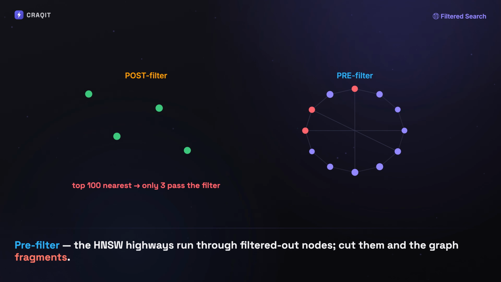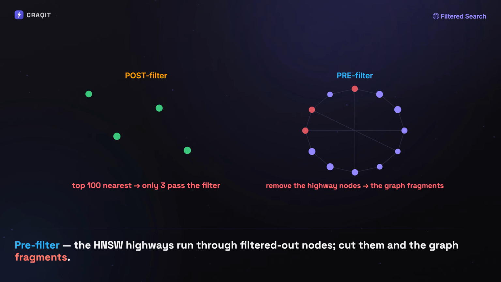Pre-filtering: find everything matching the filter first, then vector search only those. Correct in principle, but if the filter matches millions of rows, you're back to a slow scan, and worse, your beautiful HNSW graph was built over the whole dataset, and you can't just walk it while ignoring most of the nodes because the highways run through the filtered-out points. Cut them, and the graph fragments.